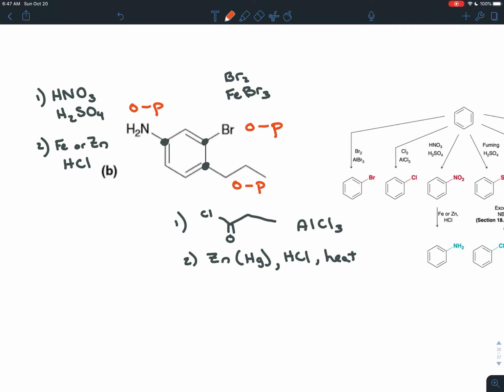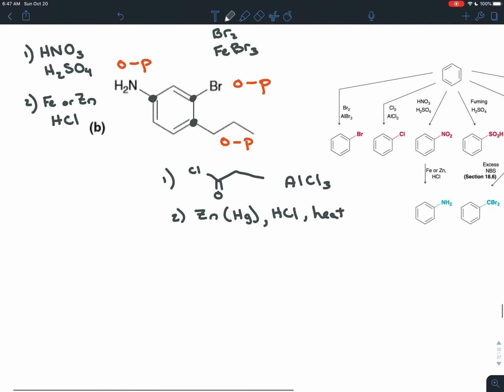But we can definitely add it last. And either of these are both ortho-para directors, so it doesn't really matter which of those we add first. Either way, when they're both on, the bromine is weakly deactivating, the alkyl group is weakly activating, so the alkyl group will control the directing effects, and so you'll be able to add this third group on para to the alkyl group.